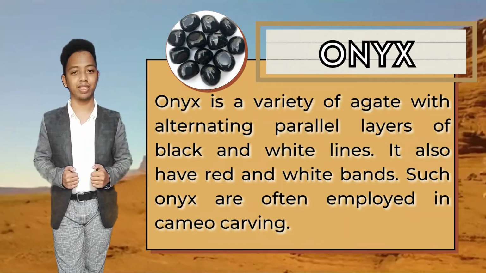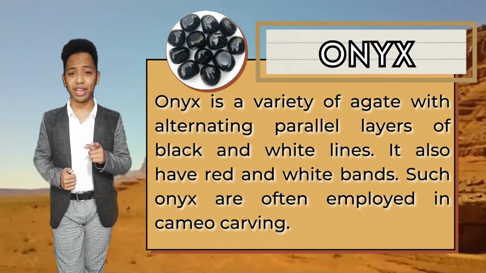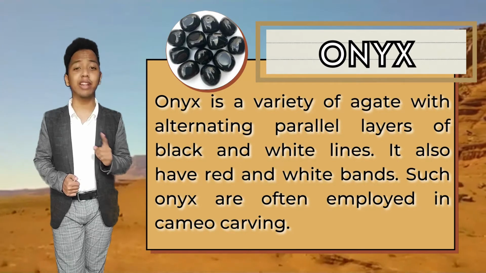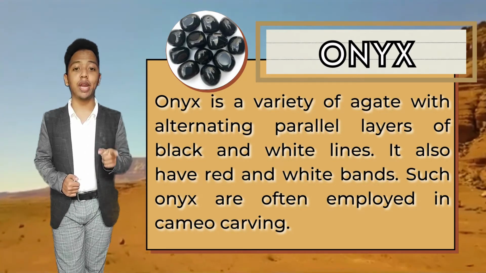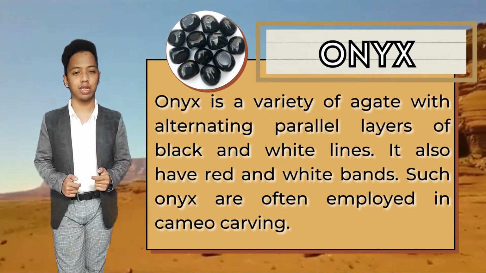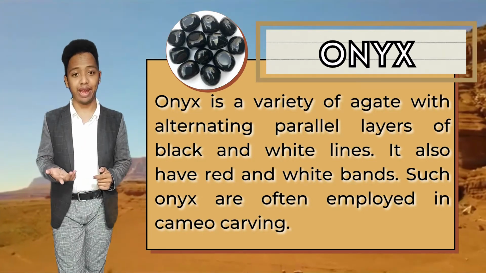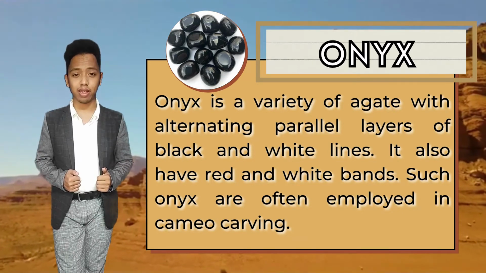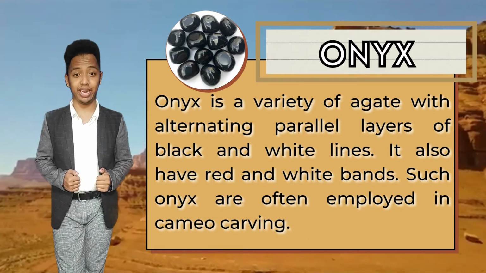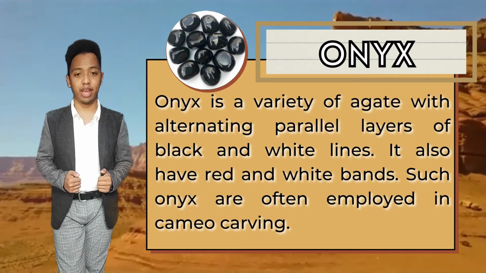Onyx. Onyx is a variety of agate with alternating parallel layers of black and white lines. It also has red and white bands. Such onyx is often employed in cameo carving.